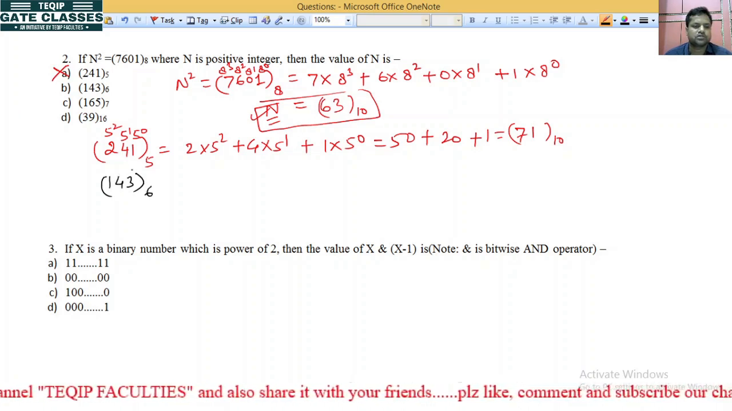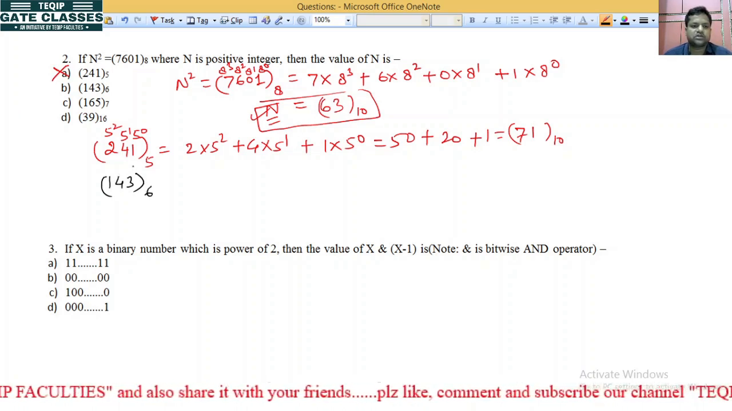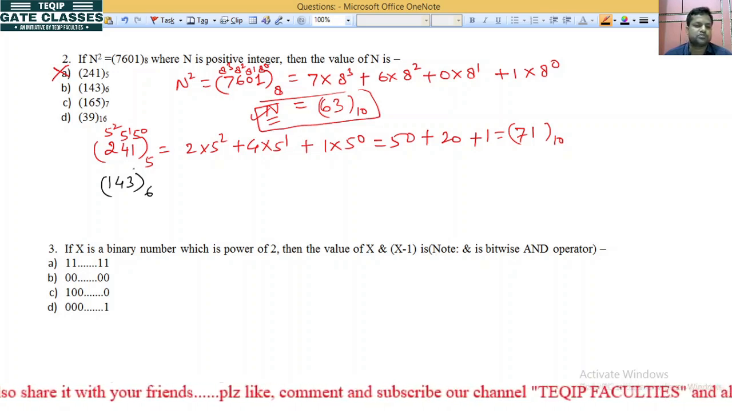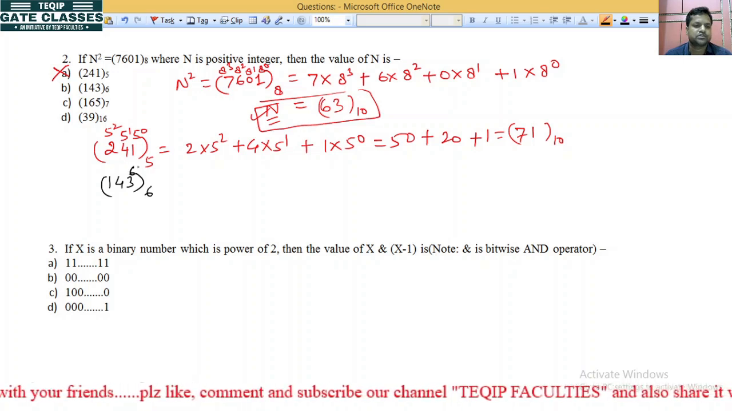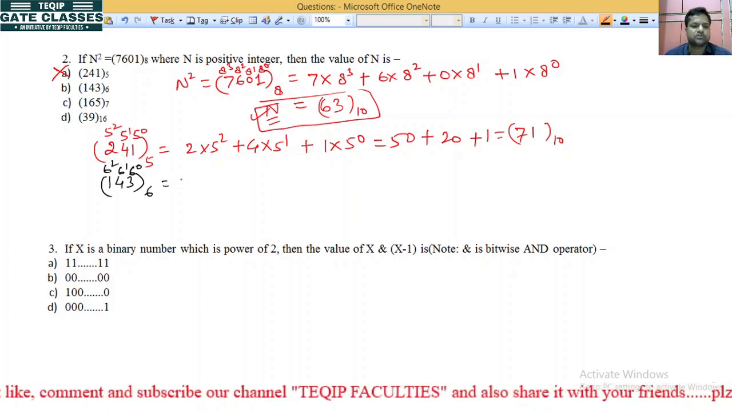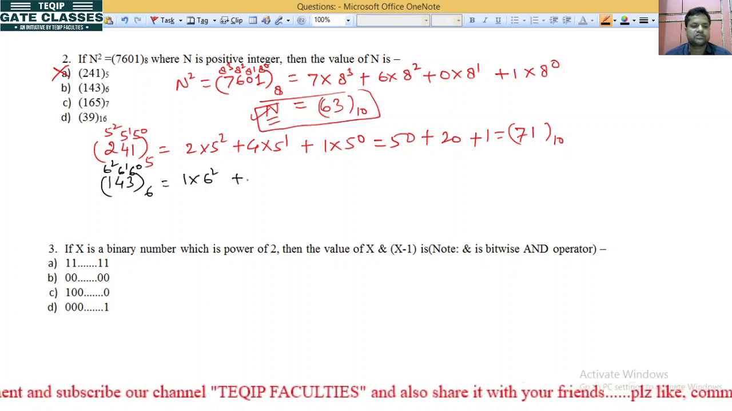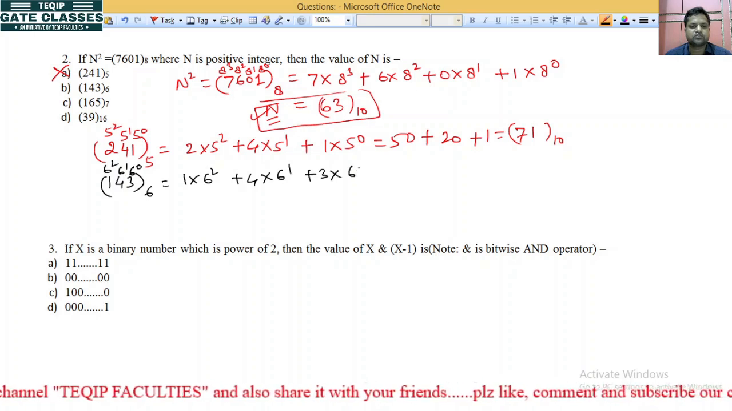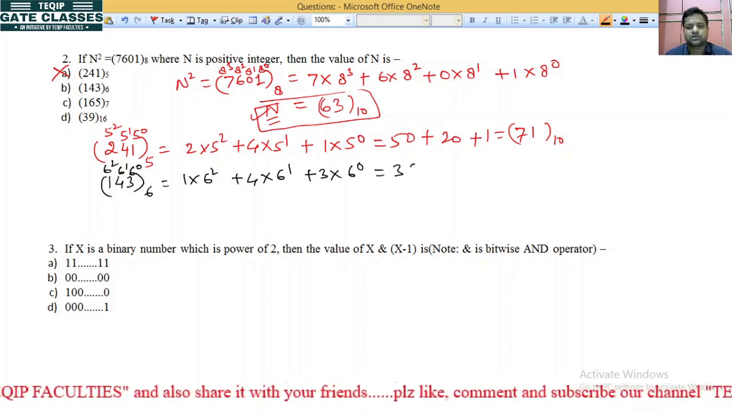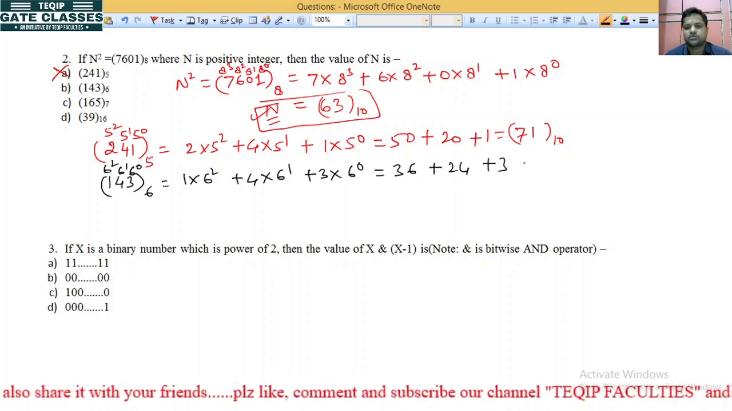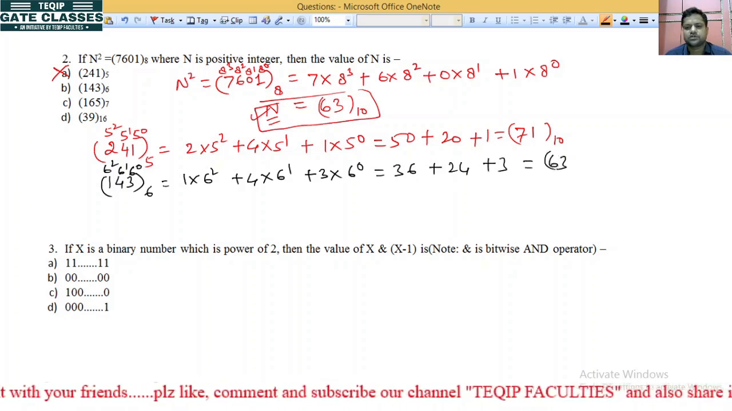1436. So I am going to convert it in decimal number system. To write the positional weight for each digit: 6 to the power 0, 6 to the power 1, 6 to the power 2. What will be the value? 1 into 6 to the power 2 plus 4 into 6 to the power 1 plus 3 into 6 to the power 0. It will be 36 plus 4 plus 3.